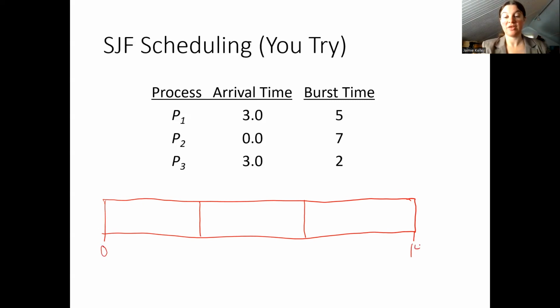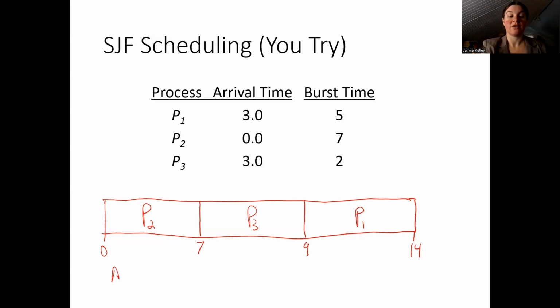Our total time should still be 14, and we are going to start with process 2 here because it is the only process in the system at time 0. But because it's the only process there, it's going to run for its full 7 milliseconds. It'll then be followed by process 3 for a total of 2 milliseconds, and then process 1 will go last with its time of 5 milliseconds.